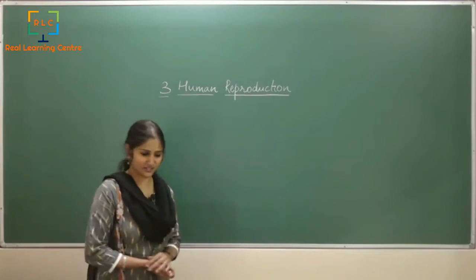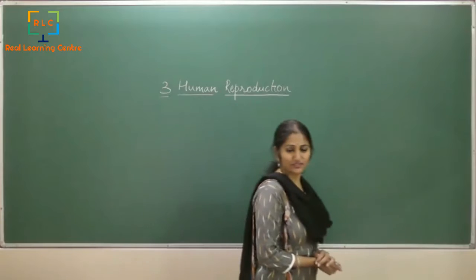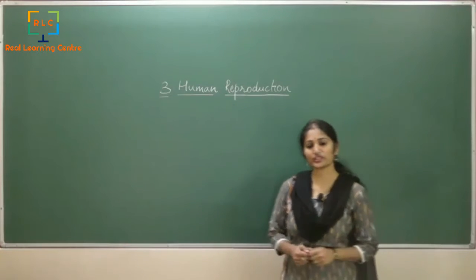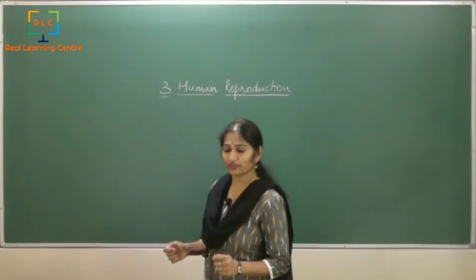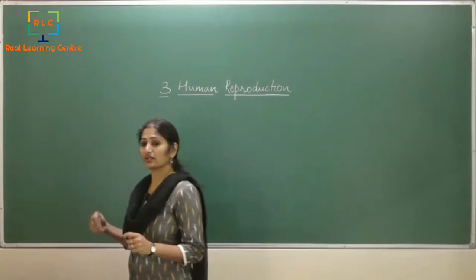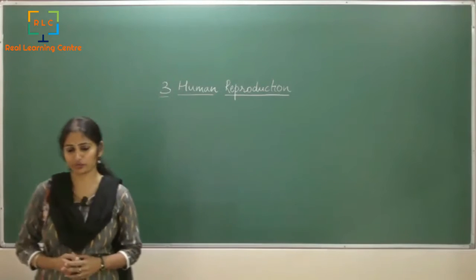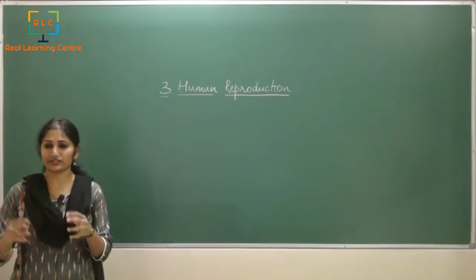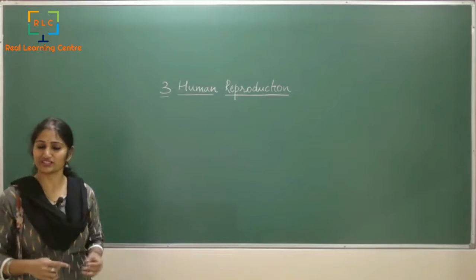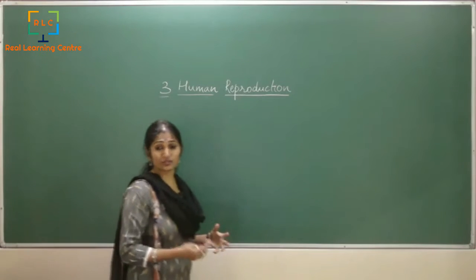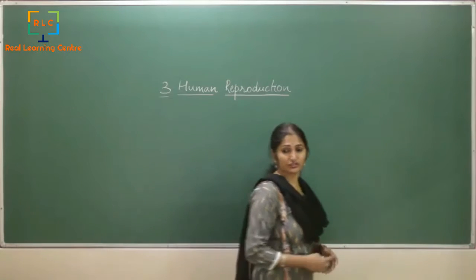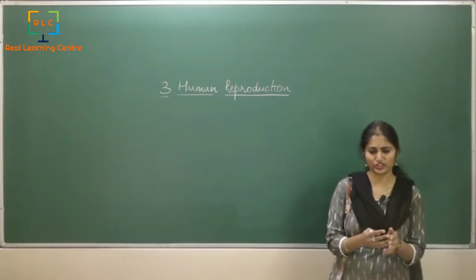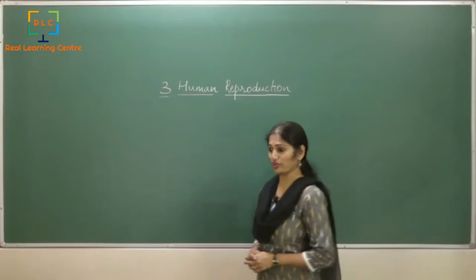In our last few classes, we learnt about reproduction in higher plants, where the higher plants undergo sexual reproduction. We saw when there is fruit formation, when there is seed formation, what actually makes the seed to be formed there, what is pollination, types of pollination, and so on.